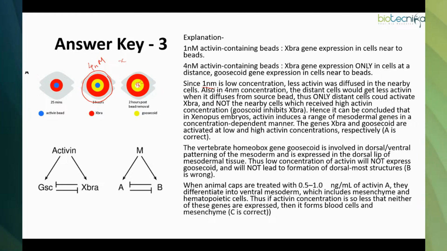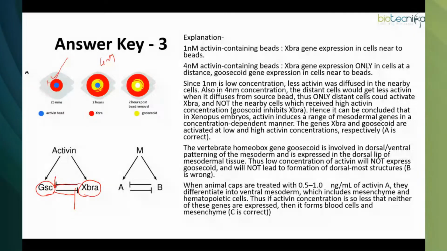Okay. So since 1 nanomolar is low concentration, less activin was diffused, and also in 4 nanomolar, the distant cells would get less activin and not the nearby cells, which received high activin concentration. So wherever goosecoid is there, that is nearby to the high concentration 4 nanomolar, there we did not see XBRA. That means what is our conclusion? That goosecoid inhibits XBRA. And wherever XBRA was there, goosecoid was not synthesized. Goosecoid was only synthesized when XBRA was not there. That means XBRA also inhibits goosecoid.